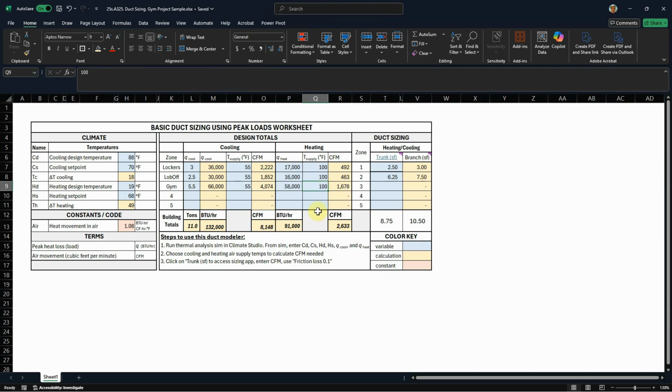And the more energy we have to move in the air, the more air we need. So that's this conversion. We go from the amount of heat we're supplying to the amount of air, cubic feet per minute. And that requires this constant about how much heat you can move per degree temperature per hour. Anyway, the point, don't need to understand that necessarily.